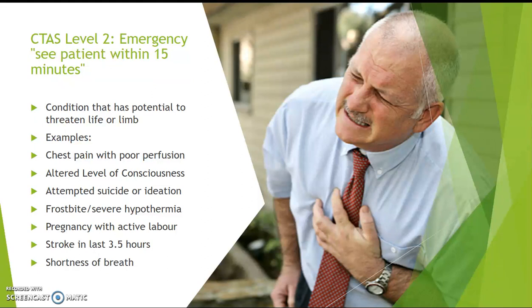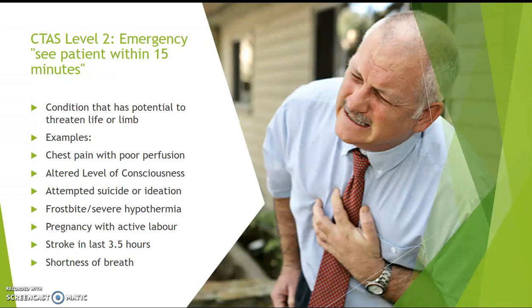Then we get to our CTAS level 2. This is your emergency label. These people should be seen within 15 minutes in an ideal world. They have a condition that has potential to threaten life or limb, but is not currently. That would be the difference between your 1s and 2s. 1s, it is threatening actively. Level 2 is, it's making the threat to do it.